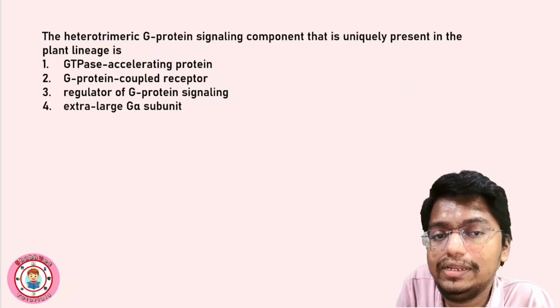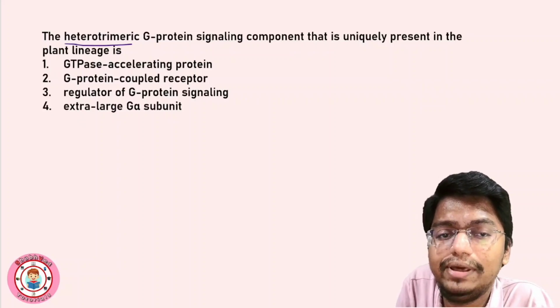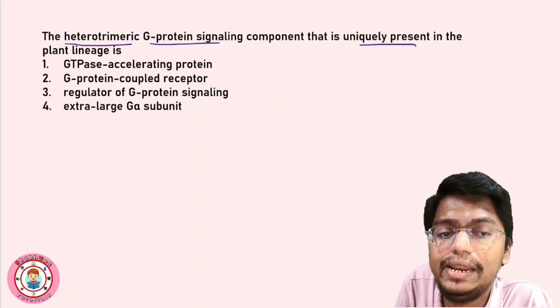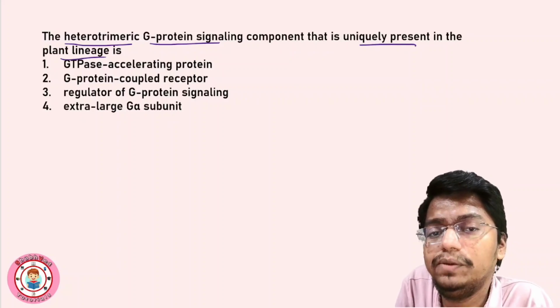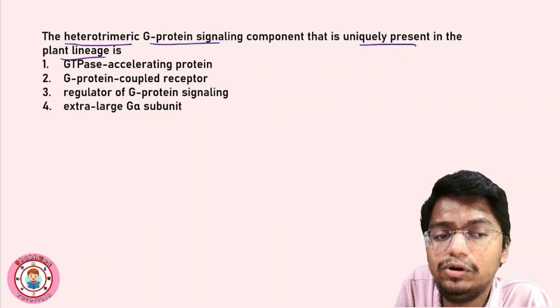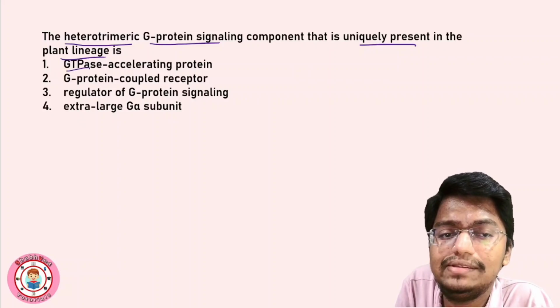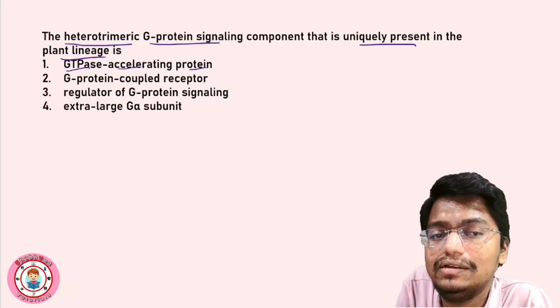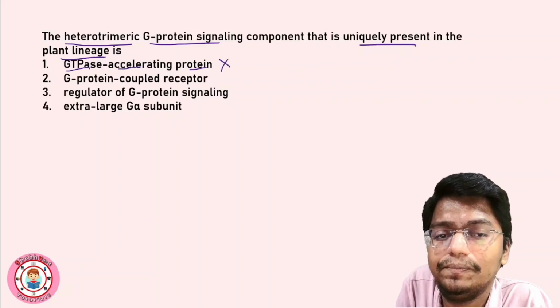about G protein. Okay, the heterotrimeric G protein signaling component that is uniquely present in the plant lineage is. Okay, now G protein is also very important concept. Basically ये cell signaling में आता है. Okay, cell signaling अभी हमने start नहीं किया है, not discussed, but this concept is very important. Now ये जो GTPase accelerating protein है present in animal as well as plant, तो ये आंसर नहीं होगा.